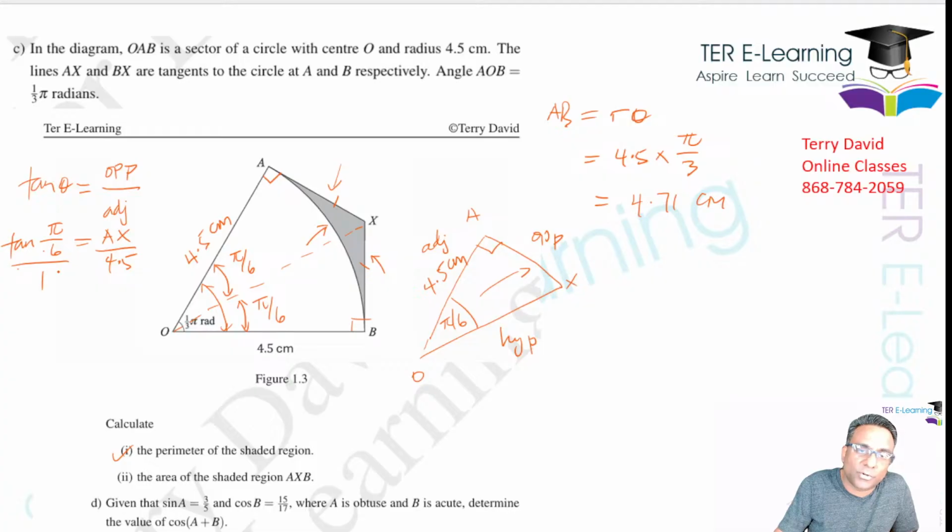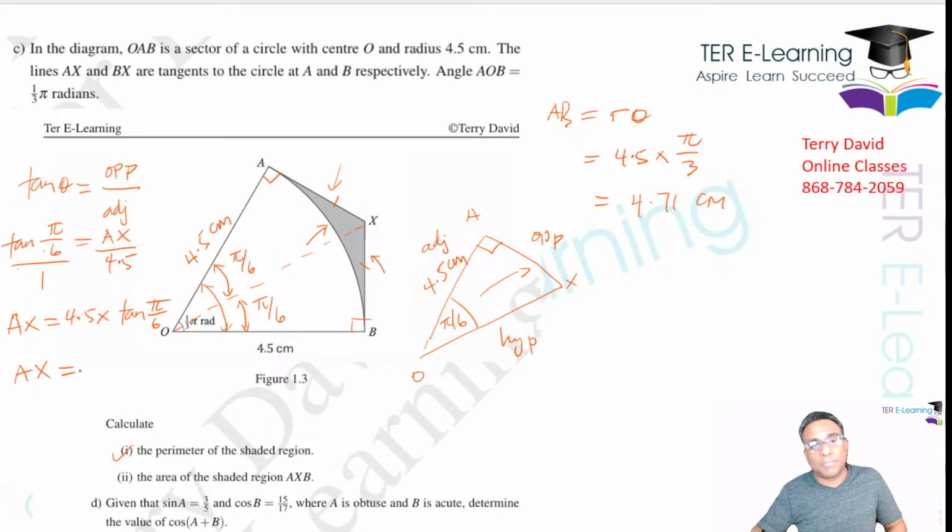So what we're going to do is cross multiply. So therefore AX is simply going to be 4.5 multiplied by tan pi on 6. I've seen some answers in the chat here. Let's see if that answer is correct. So on my calculator, I'm putting it to radians first of all, and 4.5 multiplied by tan pi on 6, close brackets, and I am getting 2.60. I don't know if anybody got this one. I am getting 2.60.